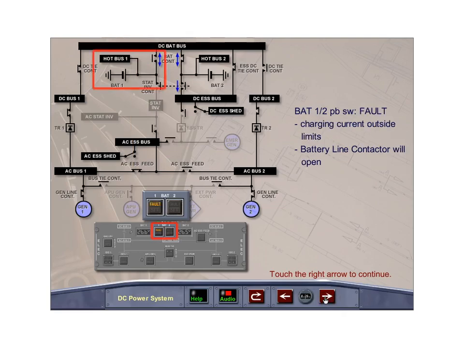The battery push-button switch will indicate fault in amber with an ECAM caution when the charging limit of the battery is outside the set limits. When the fault is triggered, the battery line contactor opens to disconnect the battery from the DC battery bus, thus preventing any further charging.